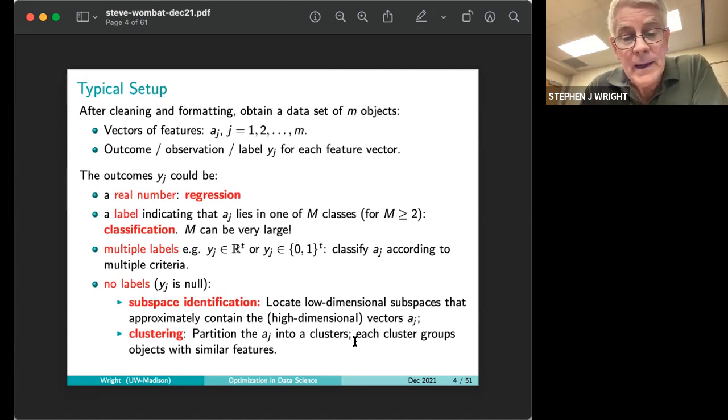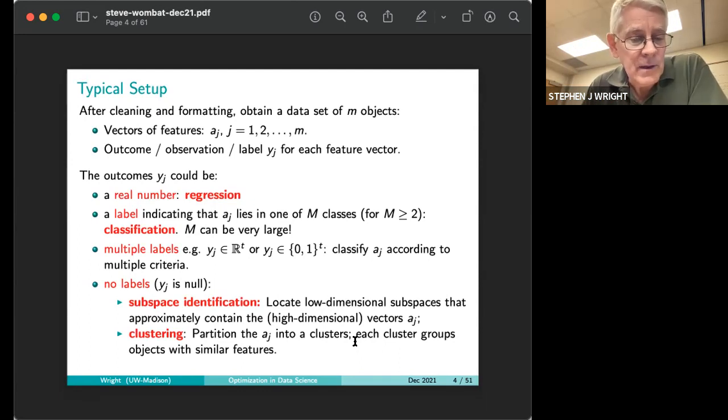The YJ could be a label. It could tell you that the object that you're looking at, that's represented by the feature vector, belongs to one of M classes. So it could be one of M different kinds of objects. It could be a label. There could be multiple labels. You could be classifying the AJ according to a number of different criteria.